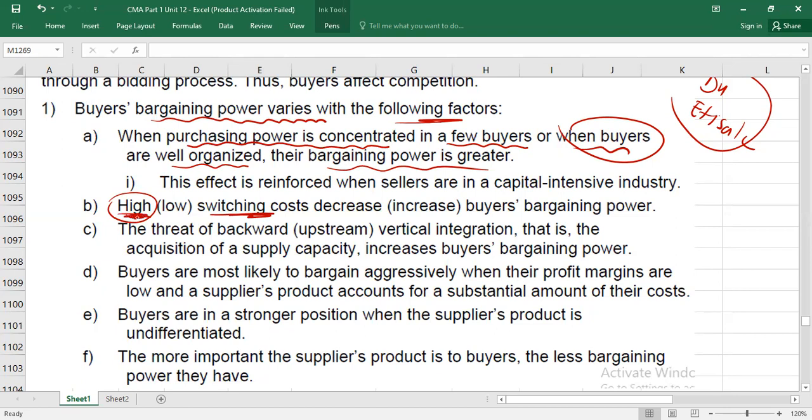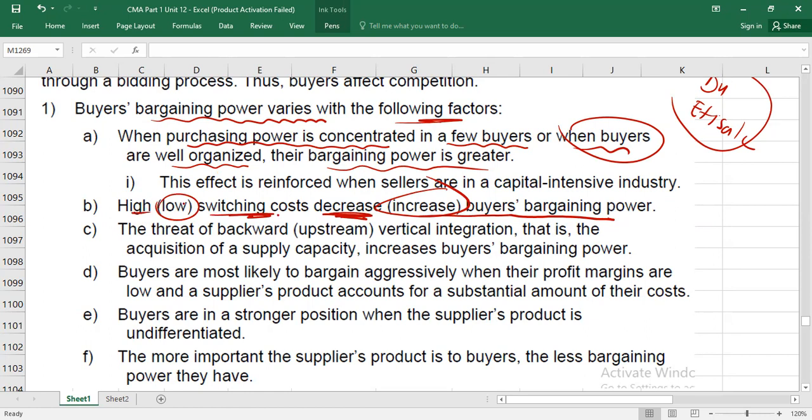So high or low switching cost decreases or increases the buyer's bargaining power. For example, if switching cost is high, it will decrease the bargaining power of buyers. If switching cost is low, it will increase the bargaining power of buyers, because buyers can move very easily from one supplier to another. If it is easy for buyers to move, then switching cost is low. If it is not easy, then switching cost is high.